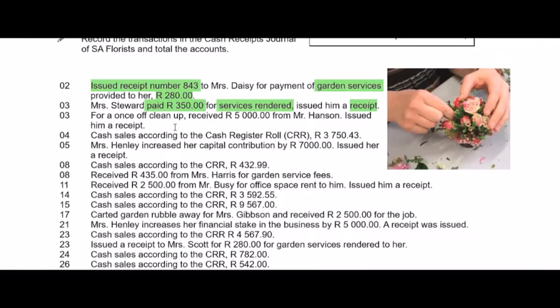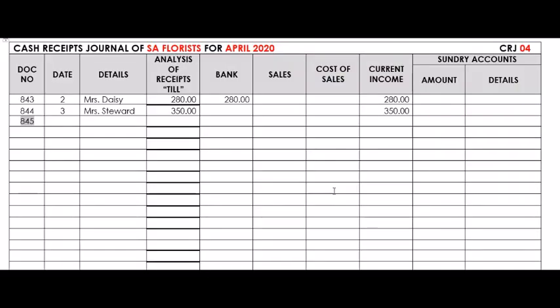Then the next transaction, also on the 3rd, said for a once-off clean-up. In other words, clean-up of the garden, so it's a service. We received 5,000 Rand from Mr. Hansen, and we issued him a receipt. Now in your CRJ, it will be receipt number 845. You don't write a 3 again because we're still on the 3rd, so you just leave that block blank. The customer is Mr. Hansen, who paid us 5,000 Rand. And now this is the last transaction for the day, so you can cash up your cash register.